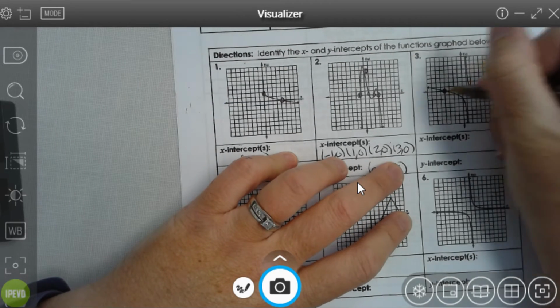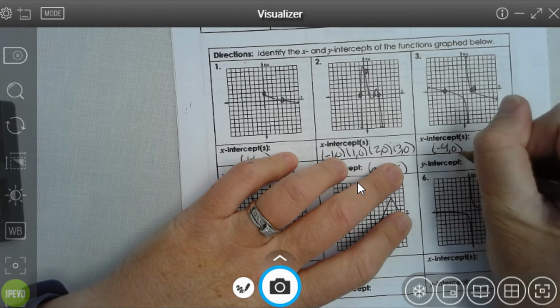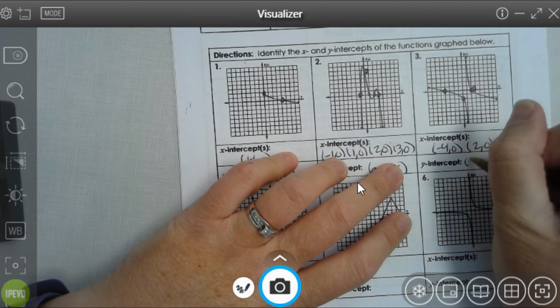Here, my x-intercepts are there and there. So that's at -4 and at 2. And the y-intercept hits right here, so that's at the point (0, -2).